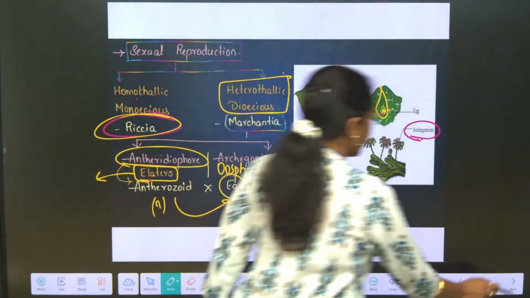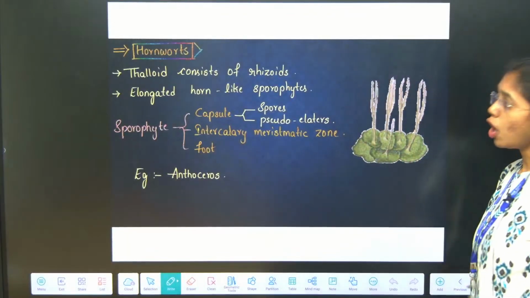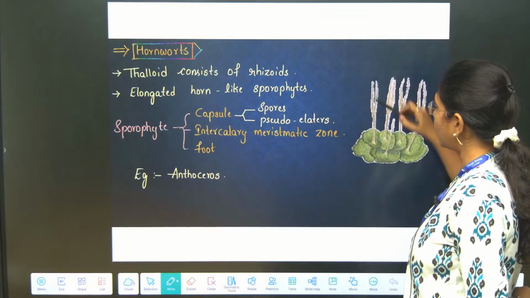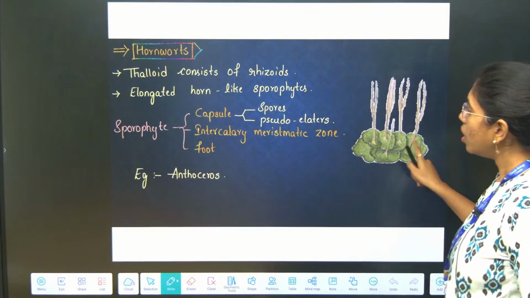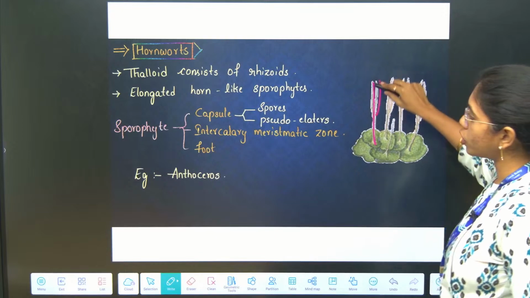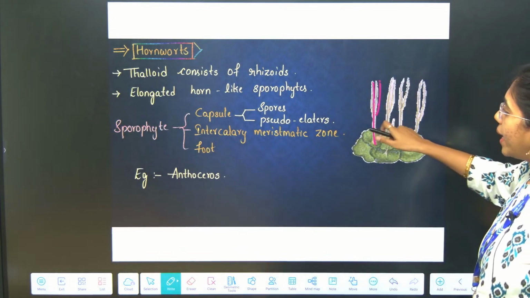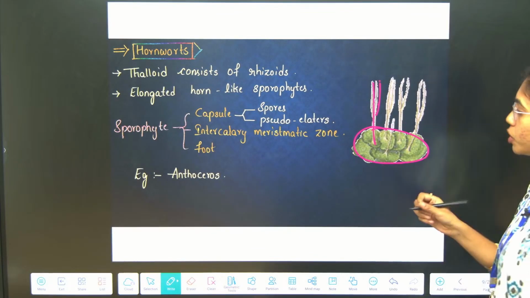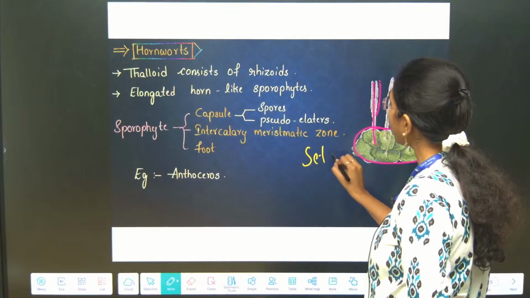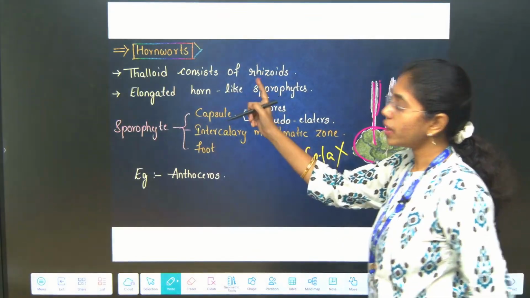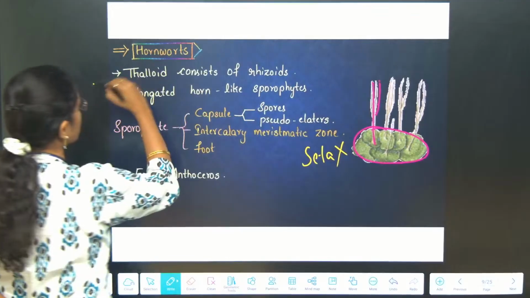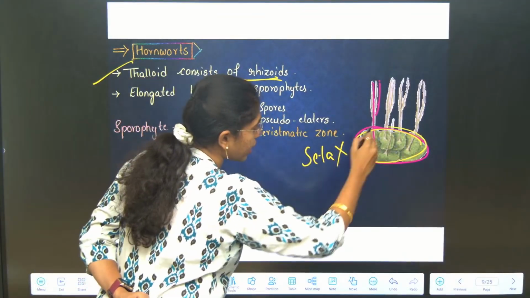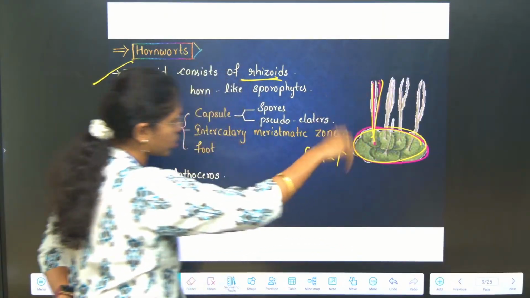Any doubt anywhere? Yeah. Now we will see hornworts. Hornworts are thalloid consisting of rhizoids. Here you can see just the capsule which contains spores, the sporophyte, and intercalary meristematic zone and foot. Okay, seta is absent over here. Seta is absent in the sporophyte. Look into it carefully.